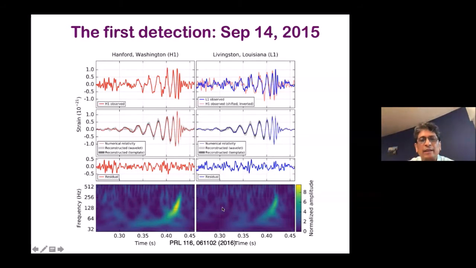We found out that this is because, within 1/5 of a second, this is due to the merger of two black holes, which are roughly about 30 solar masses each. In fact, it was 39, 26, something like that, times the mass of the sun.